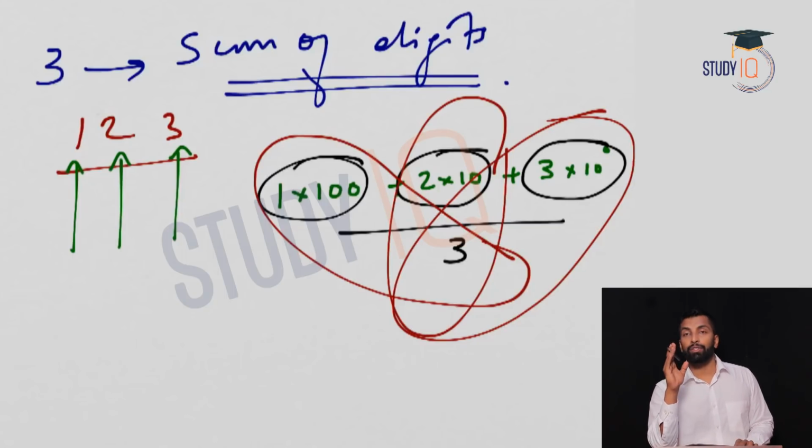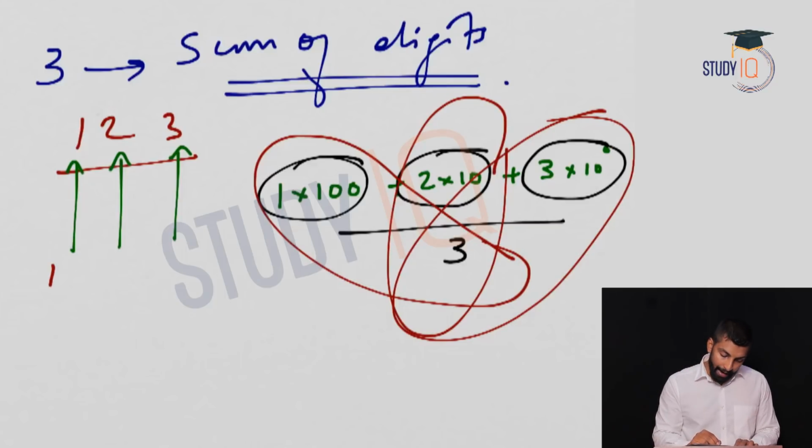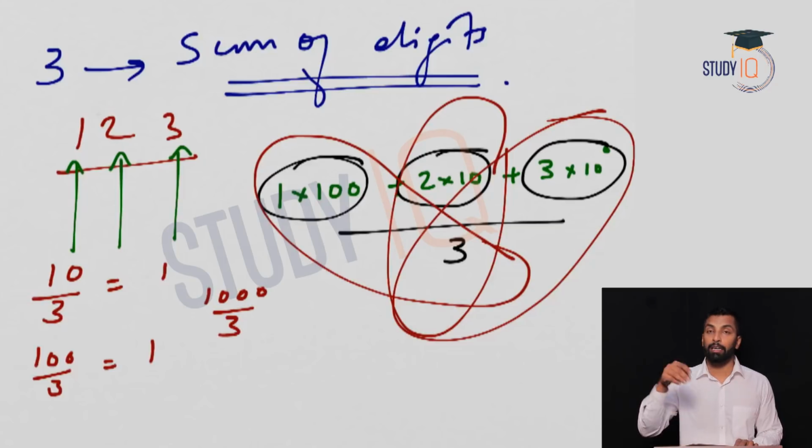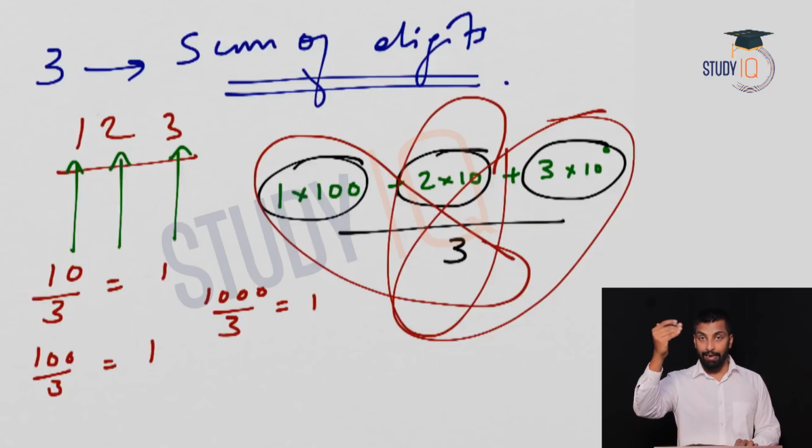Now to find the individual remainder, I will give you another easy method. See, if you divide 10 with 3, what is the remainder? 10 by 3 is remainder 1. If you divide the next power of 10, that is 10 squared, that is 100, by 3, what is the remainder? Remainder is 1 because 99 is a multiple of 3. Now, if you divide 1000, that is 10 raised to 3, by 3, you will get remainder 1 again. Why? Because 999 is a multiple of 3.